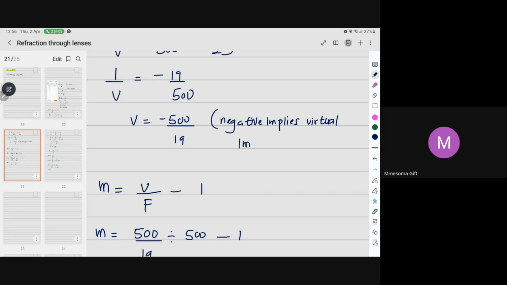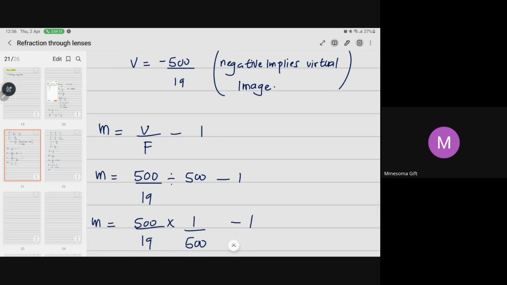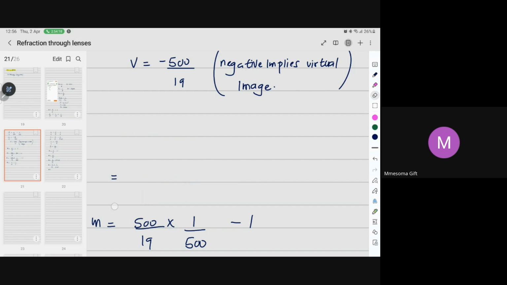This implies this is a virtual image. All right, so now let me bracket this since I have my V. Let me not stress us with this V over F, or use the one you know, right? Use that M over V, but they will give you the same answer, yeah?